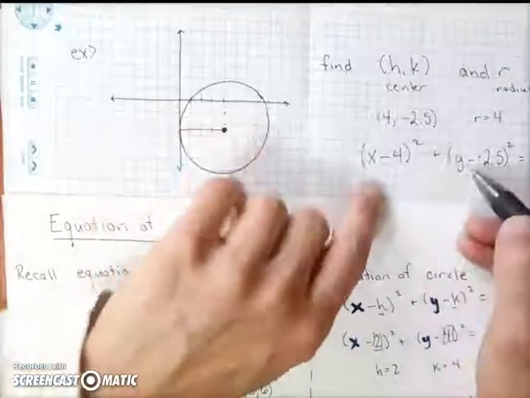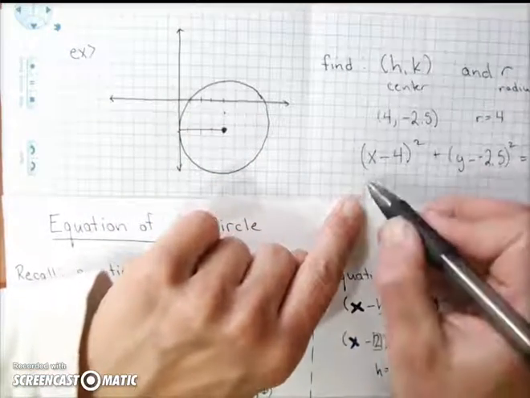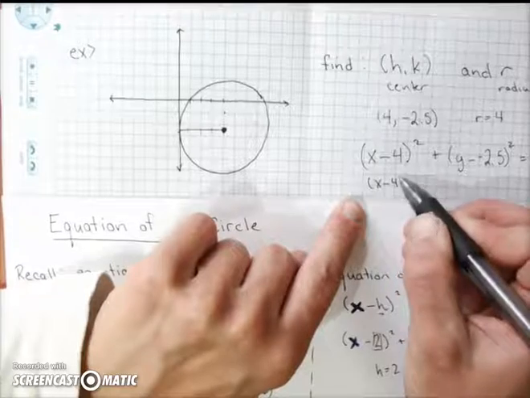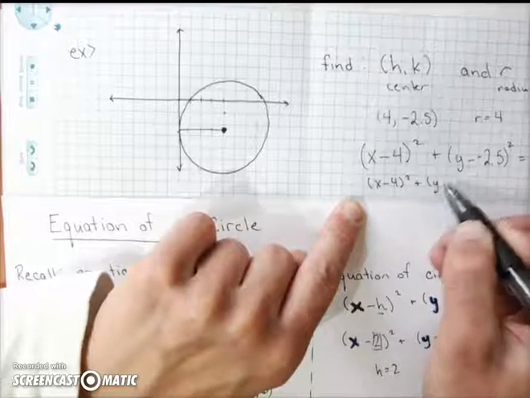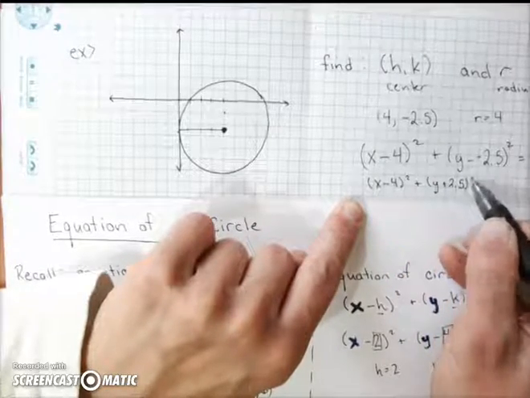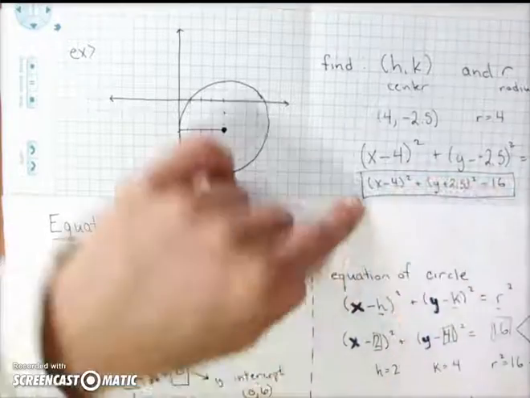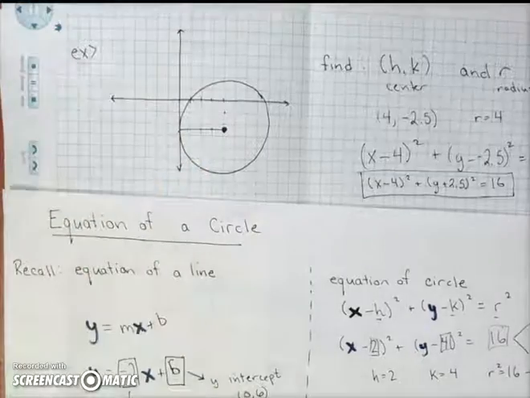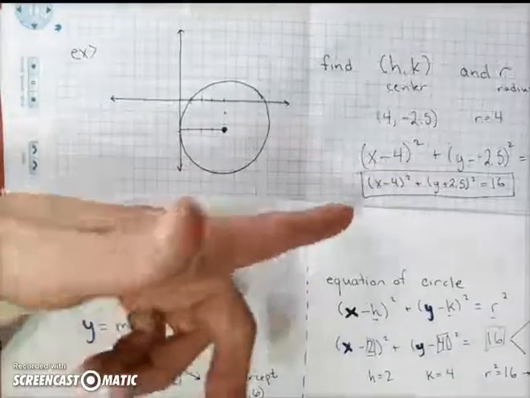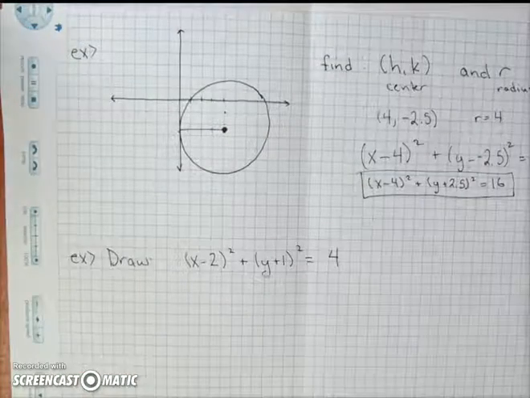And I could simplify this one step further, because minus and negative is plus, so that will be x minus 4 squared plus y plus 2.5 squared equals 16. And that's the equation of this circle. So it's not too bad. You can read off the center from the graph, and then you suddenly have an equation for a circle.